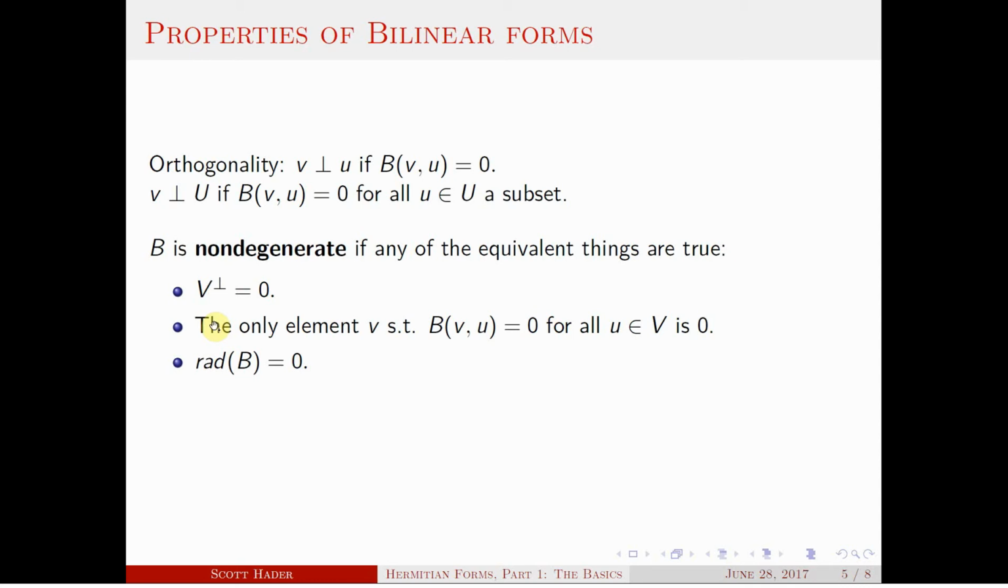Here's another way to say it. The only element that takes everything to 0 under the form is 0. And we're going to use this notation a lot. And this is what we mean by that. We say the radical of the form is 0. We also have the term degenerate, meaning that it's not non-degenerate, meaning that there must be some non-zero element that takes everything to 0.